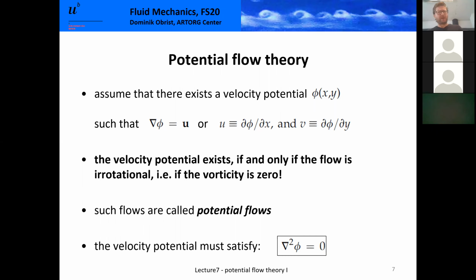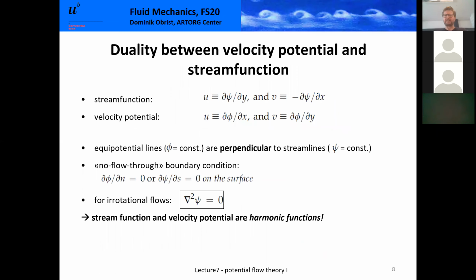So there must be a duality, and there actually is, and that should be shown on the next slide. There's a duality between the stream function and the potential. See here again the 2 definitions, how stream function psi and velocity potential phi are related to the velocities u. You see it's like flipped and one has a minus sign. Otherwise, they're the same.